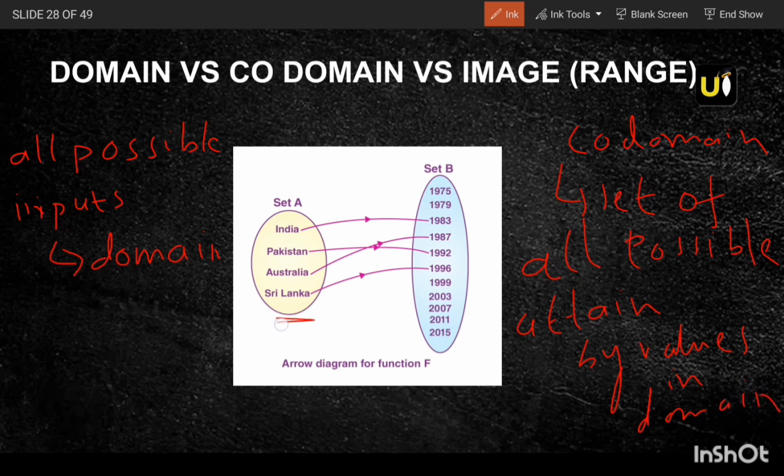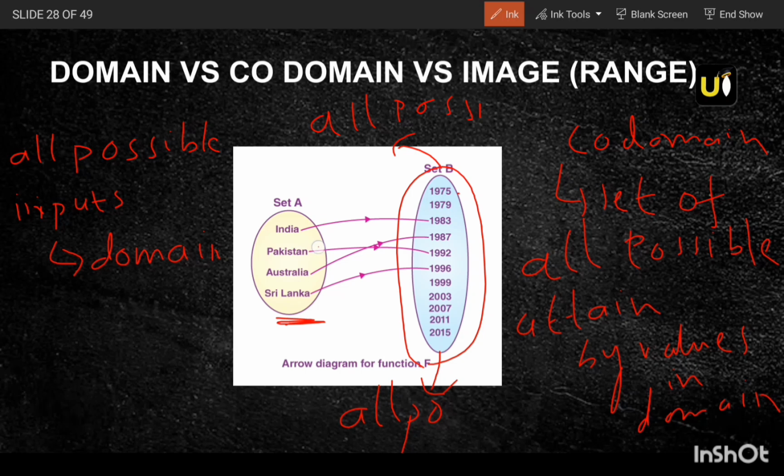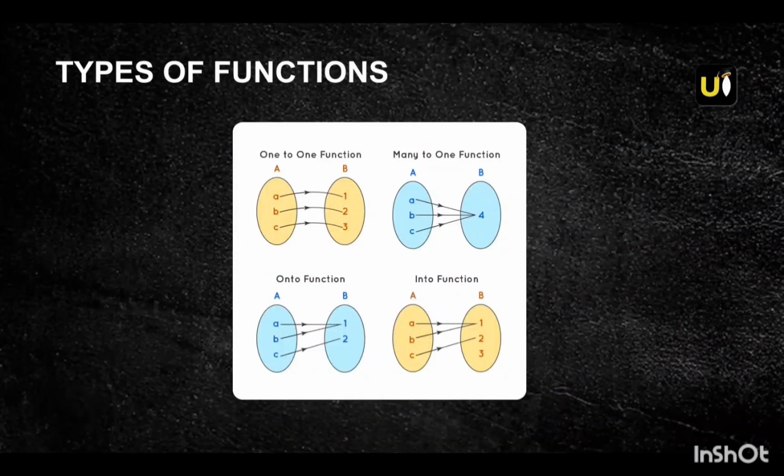So here this is the domain and this is the codomain. So these are set of all possible values. Then what is range? Though the codomain is set of all possible values, the range is the set of the values that are assigned to the elements of a domain.